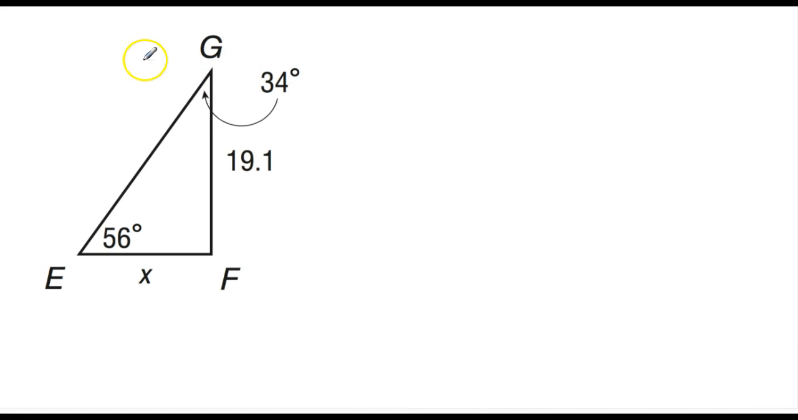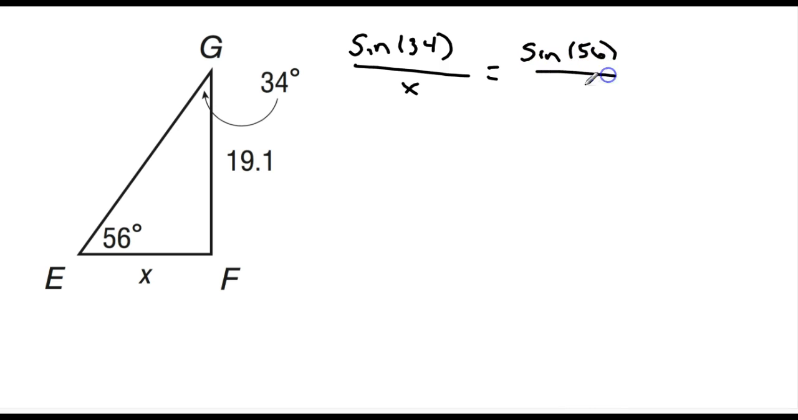So once again, determine should I use law of sines or law of cosines for this. And this is one where we can use, once again, law of sines. So I'm keeping it easy for you right now. So I'm going to say the sine of 34 over x is equal to the sine of 56 over 19.1. Cross multiply and solve. 19.1 times the sine of 34 is equal to x times the sine of 56.